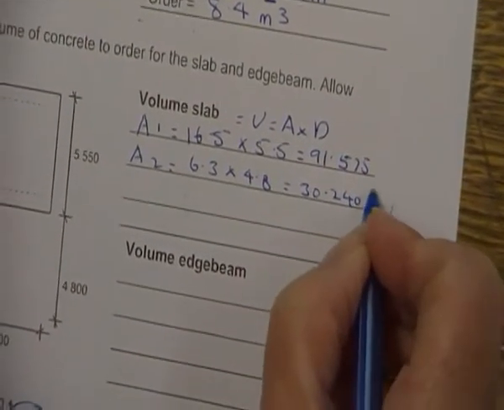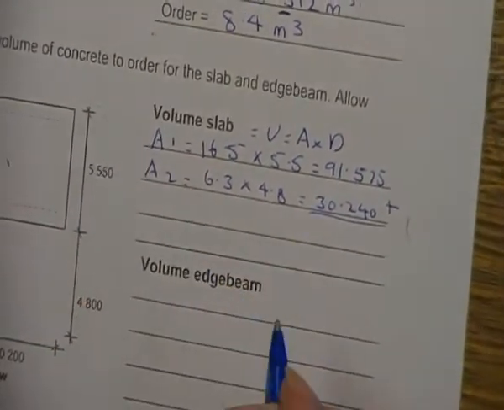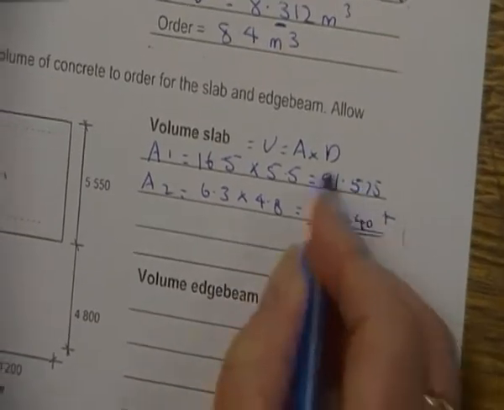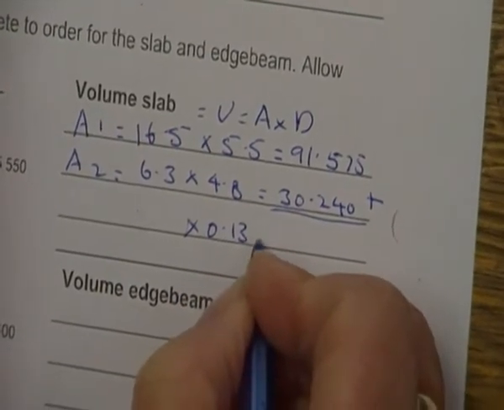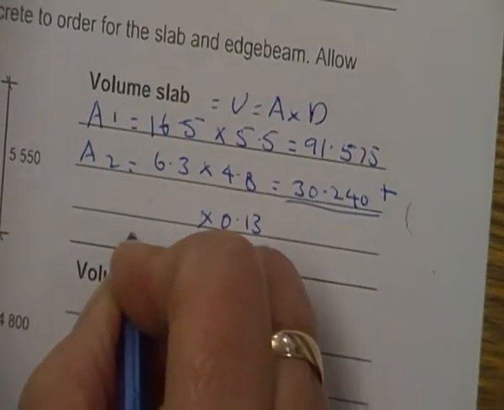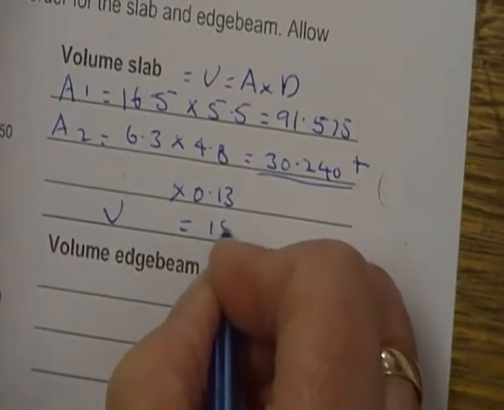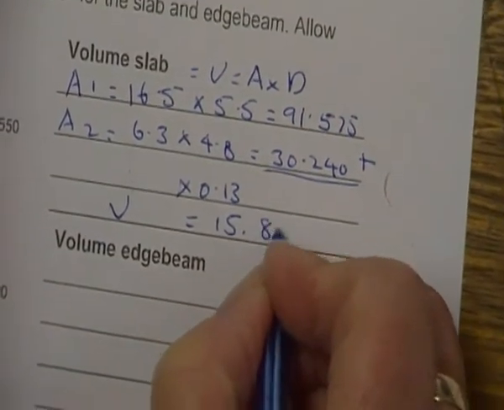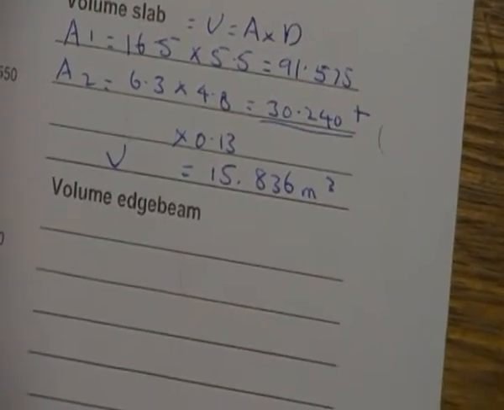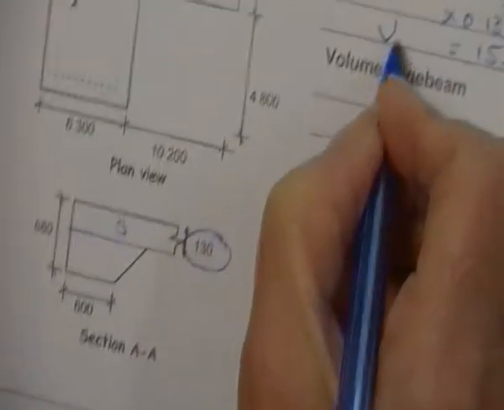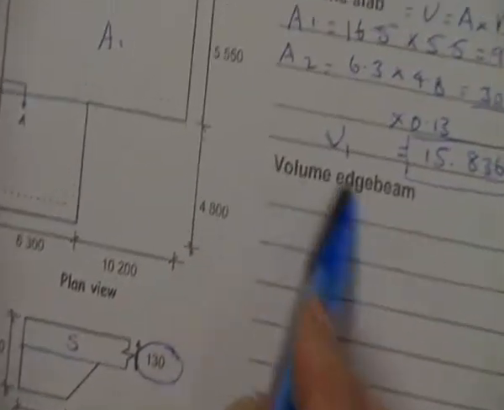30.24. Now we need to add those two answers together, and when we add them together, we're going to times that answer by 130. And that answer for our volume for this one is going to be 15.836 meters cubed. We times it by the depth of the footing. So that's volume 1, and we need that answer there. Now we're going to do volume 2.